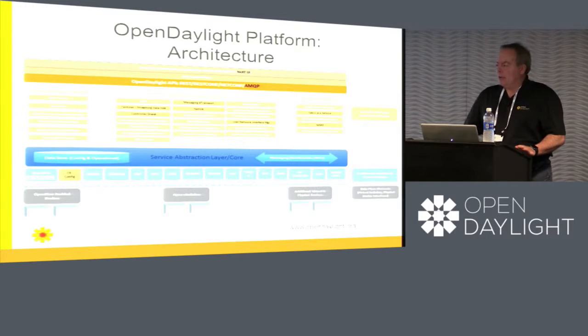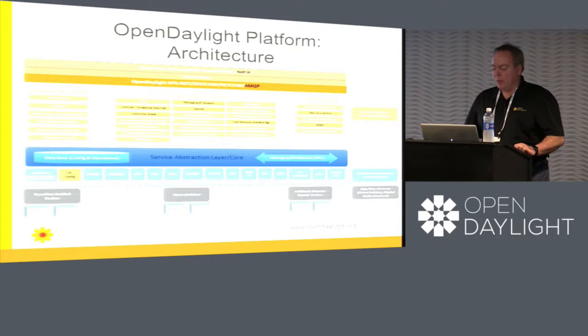But in general, you've got a series of services. The model-driven service abstraction layer has two key components, one being a data store for configuration data as well as operational data, and then a simple messaging bus so that the different services and protocols can interact with one another, and then a variety of southbound protocols that ultimately talk to our network elements.